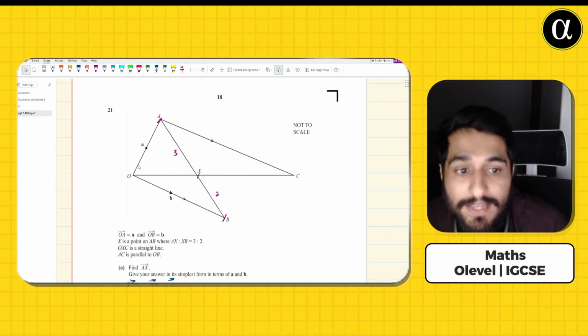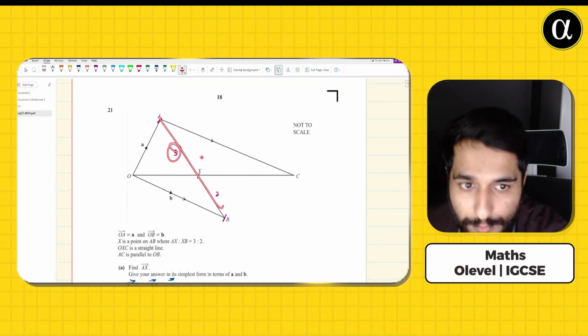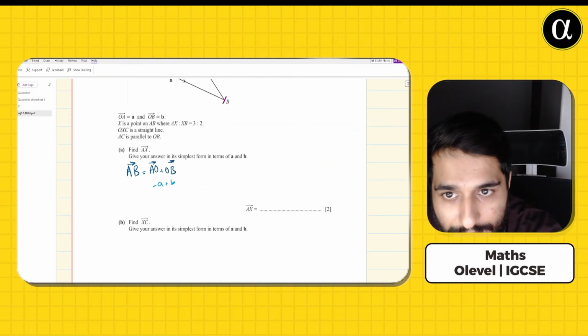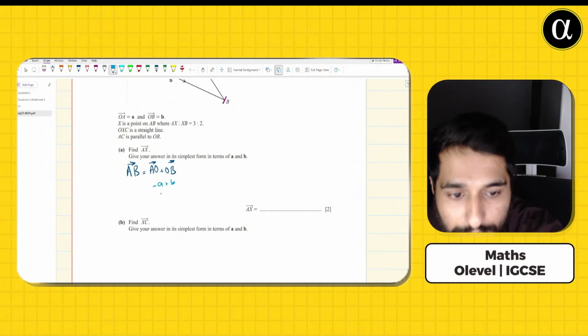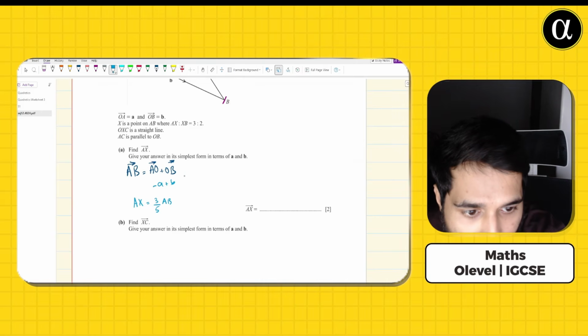But what was AX? AX was just 3 parts of the total 5 portions, right? So what is AX going to be? We know that AX is going to be 3 over 5 of AB, where the value of AB is known.